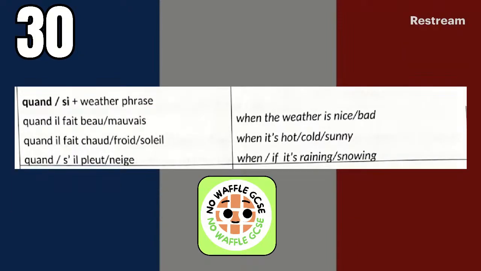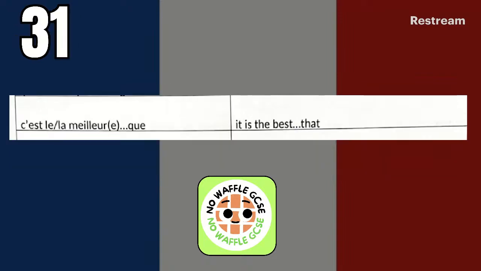Quand plus weather. So quand il fait beau, this is much more rarely used. So I would recommend using this when it's nice. Quand il fait chaud, quand il pleut, quand il neige. Talk about the different weathers. Try to be a bit more tropical than just talk about the mundane British weather to show that you've learnt everything, not just what applies to you.